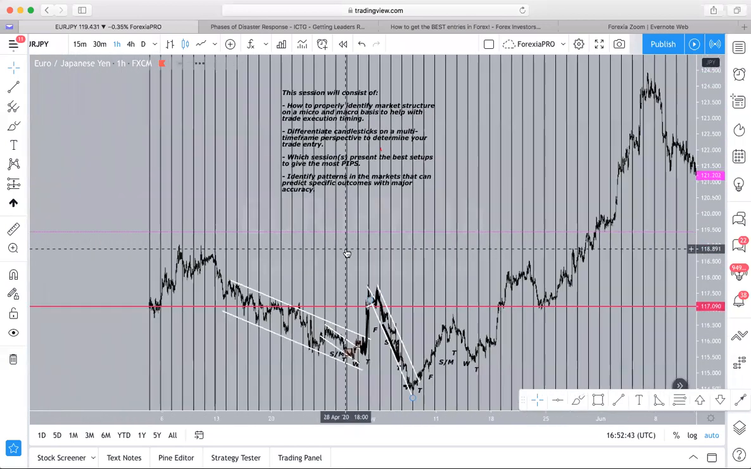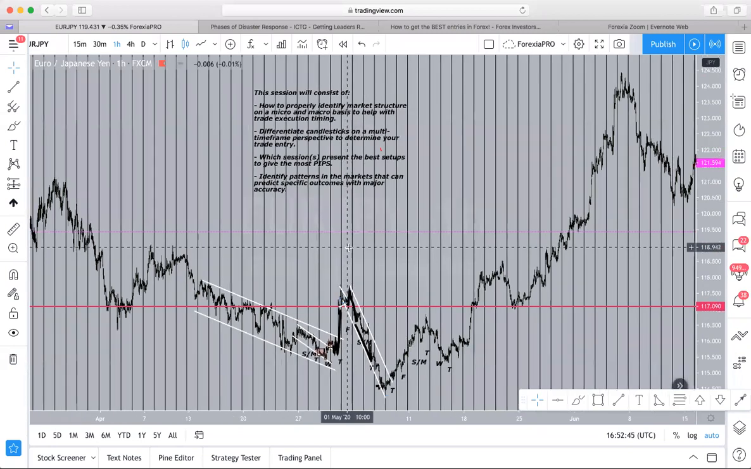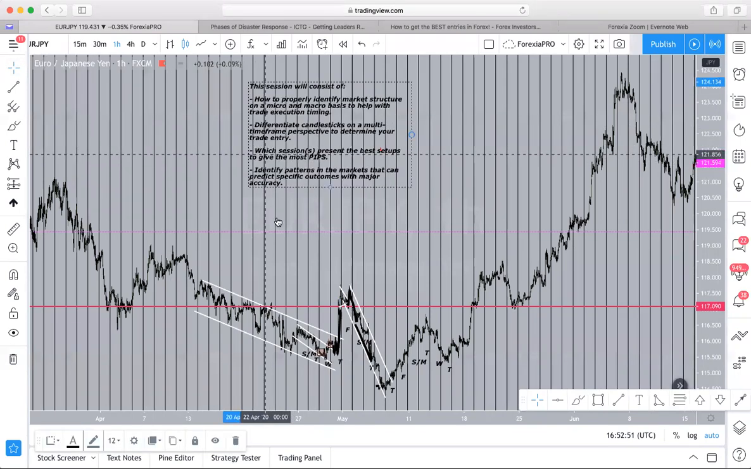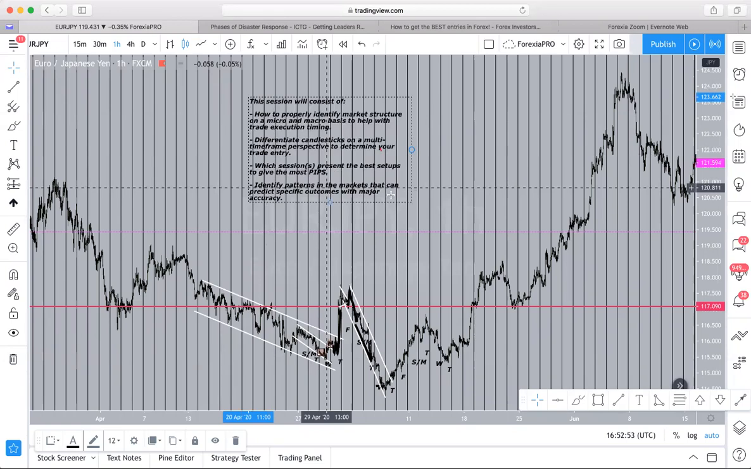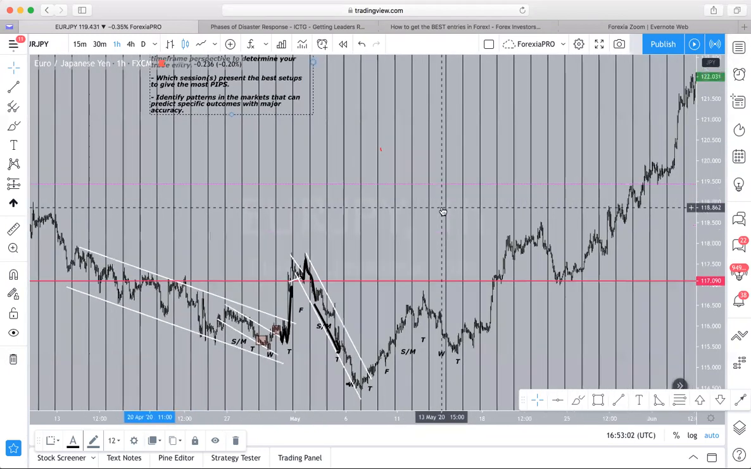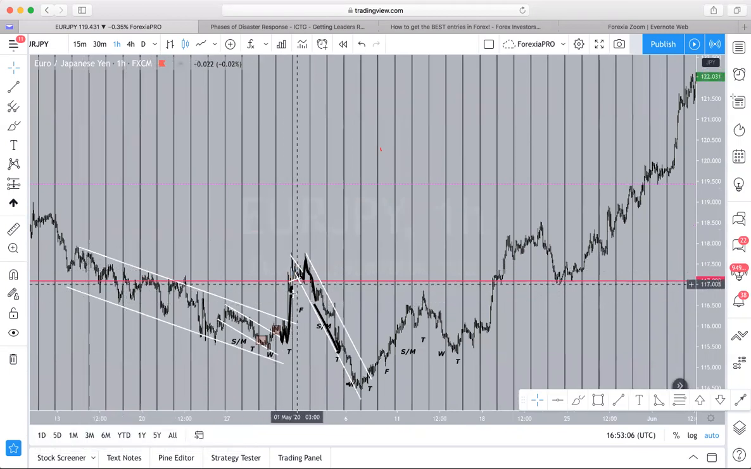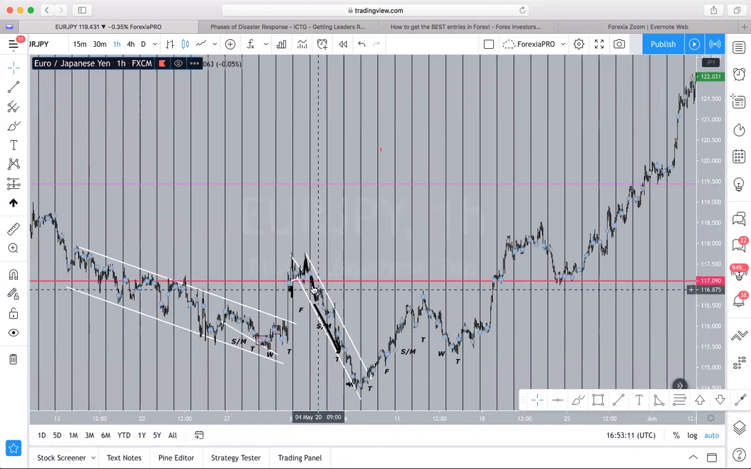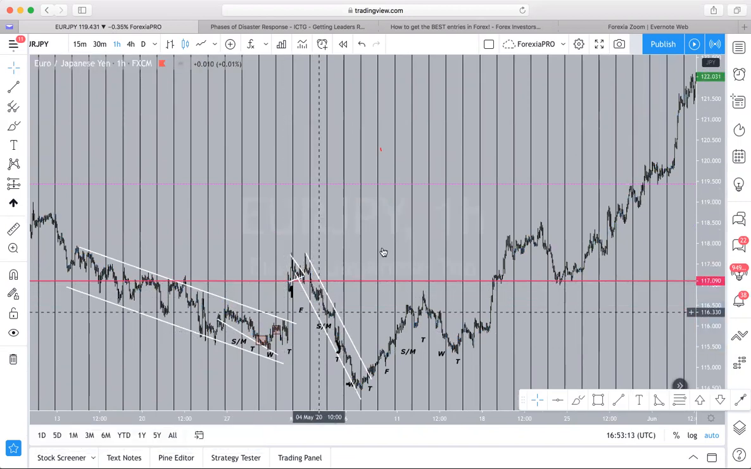All right, let me go over, I think we have about like 8 minutes left. So let me show you guys one of the last things that I wanted to show you guys. Identify patterns in the market that can predict specific outcomes with major accuracy. What I'm going to show you guys is something that happens on micro and macro, because that's what I promised I would show you guys, micro and macro as well, the perspectives of it.